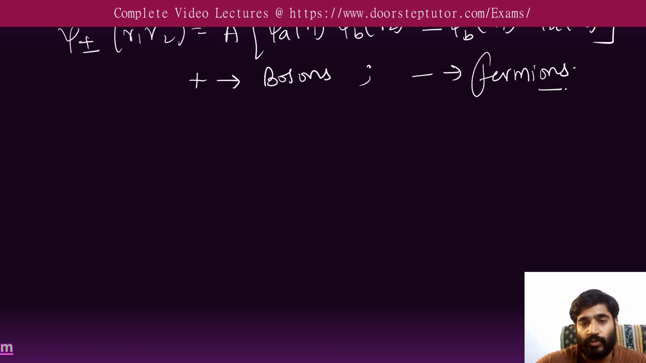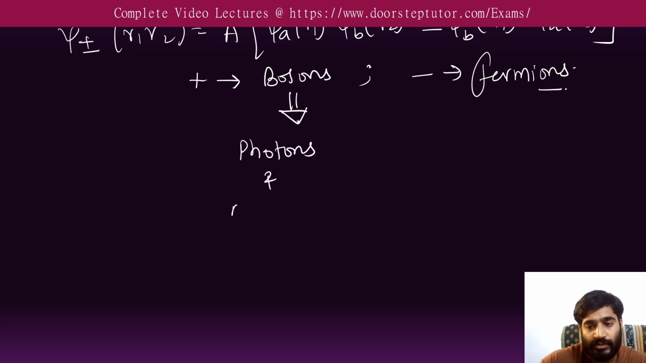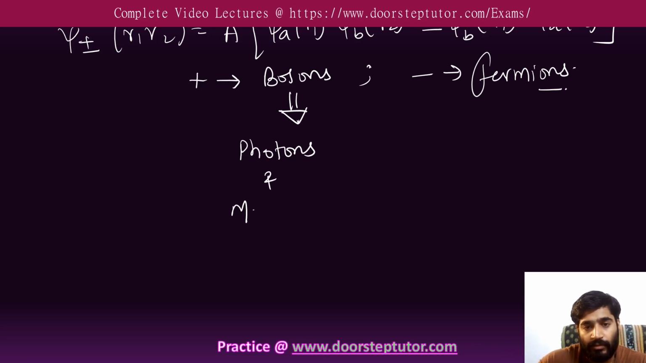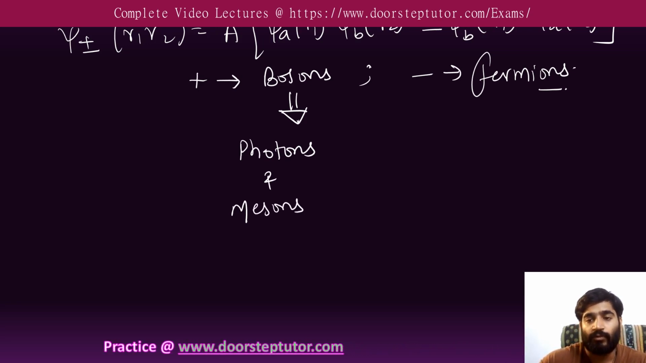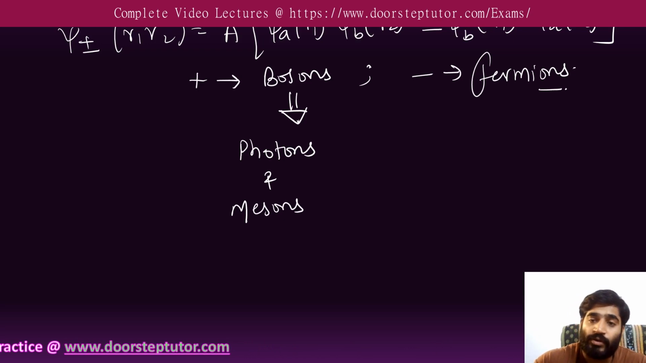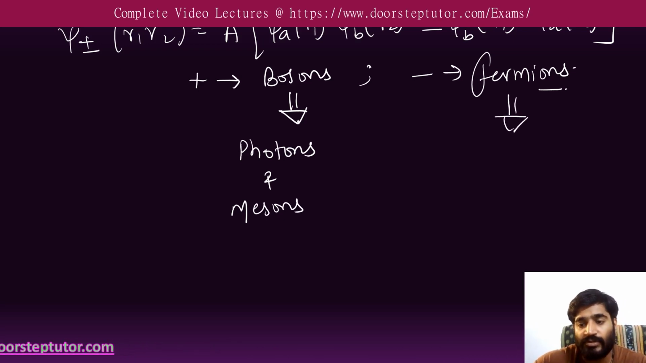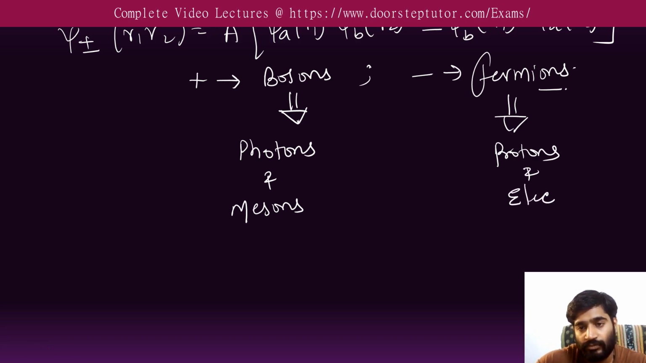So what actually are bosons? Examples of bosons are photons and mesons. These are the examples of bosons. And if we talk about fermions, examples are protons and electrons. These are the examples of fermions.